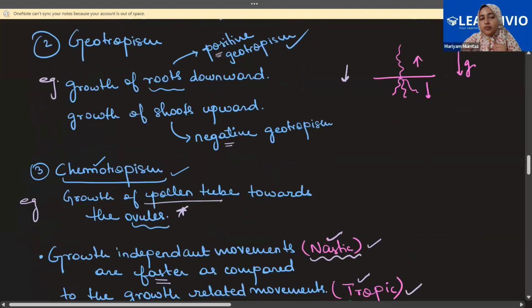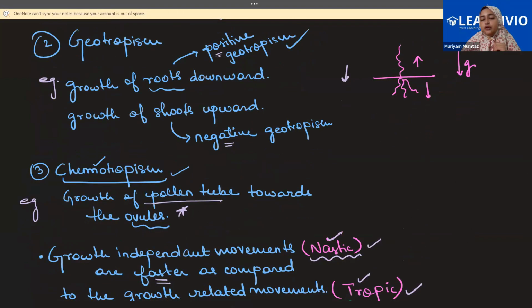Now talking about geotropism, the next one. Here the stimulus is gravity. We all know that gravity is always acting downward, towards the ground. That is why we're able to stand on the ground. Since the roots grow towards the ground, they are positively geotropic, right? They show positive geotropism. And when the shoots or the stem grow upward, they grow against gravity, so they are showing negative geotropism.